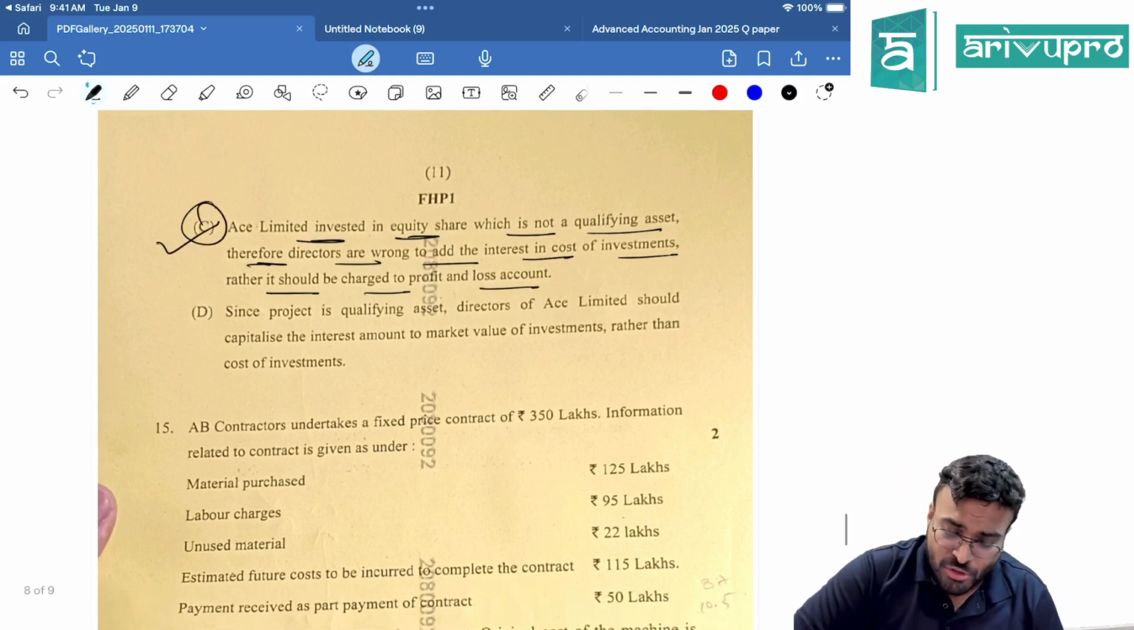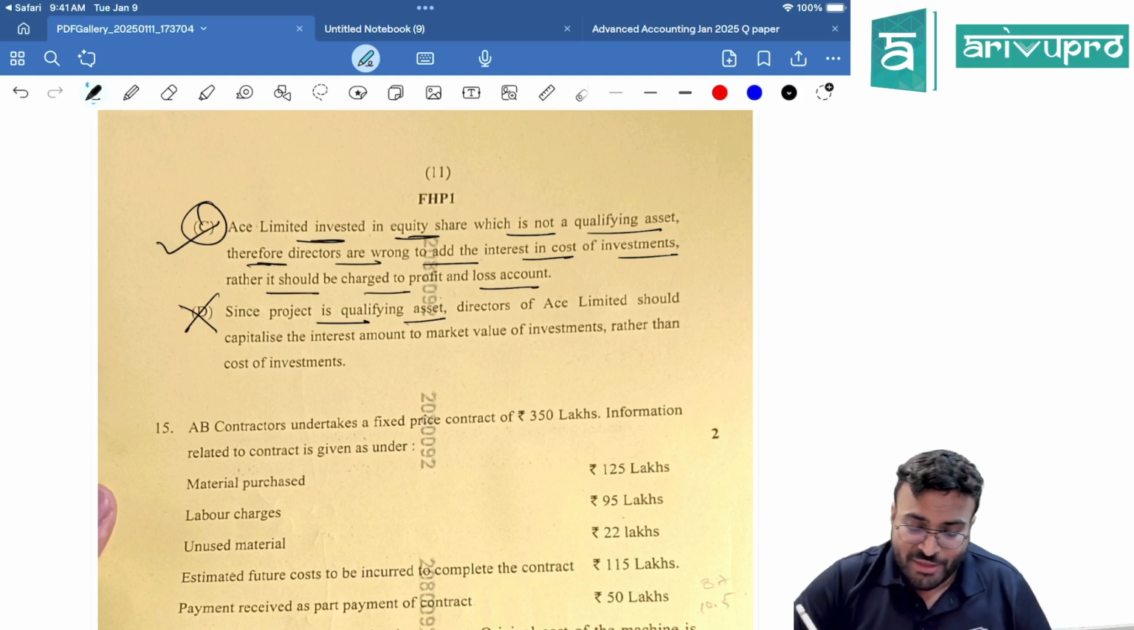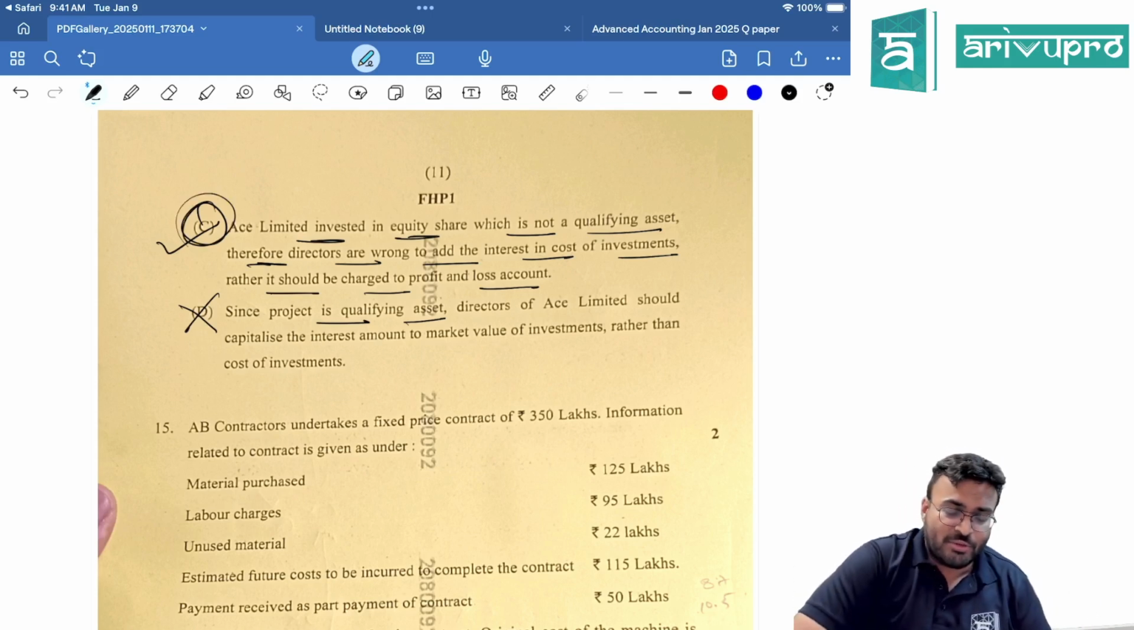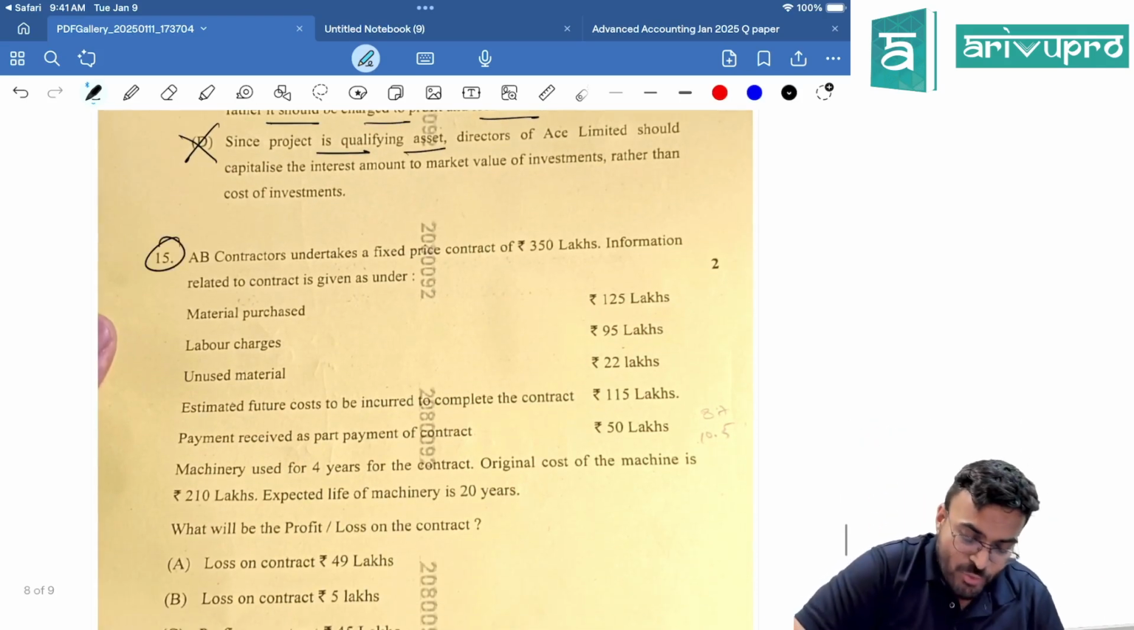We'll see D also. Since the project is a qualifying asset, okay, no need to see further. It is not even a qualifying asset. So our answer for this one will be option number C. 14 questions of MCQ done. We go into the last one, guys. Last one.